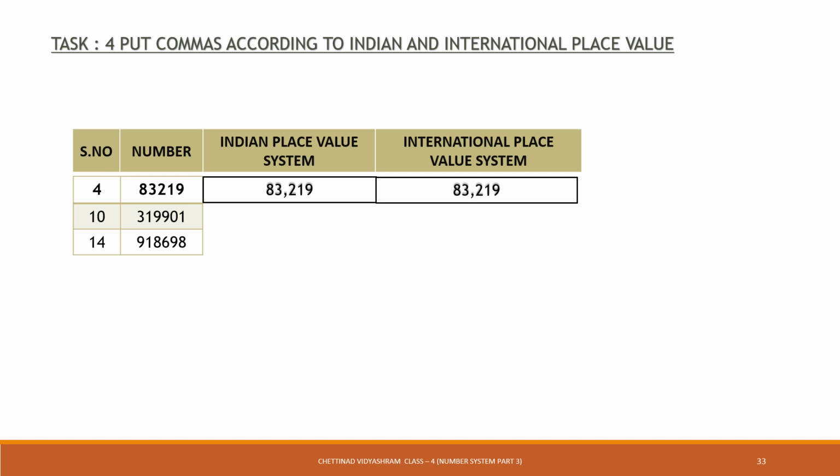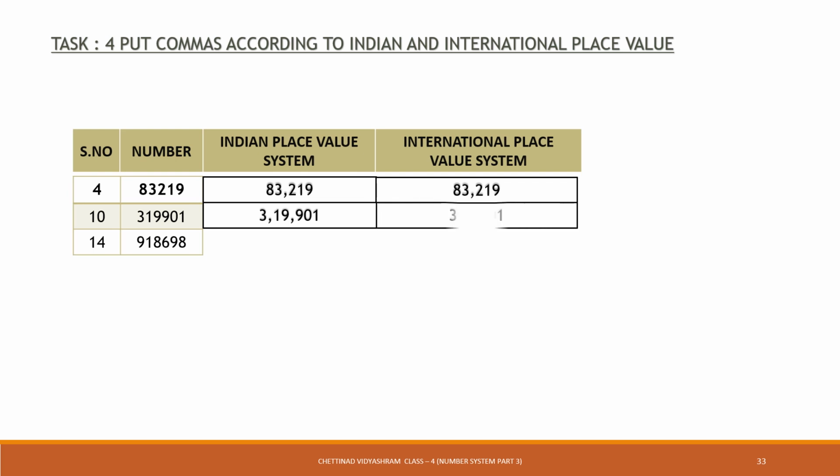Now next sum, 10th sum, 319901. How to mark commas in Indian place value system? Starting from right hand side, leave 3 digits, then 2 digits, then 2 digits. So 3,19,901. Here, starting from the right hand side, 3 digits, then 2 digits, then 1 digit. We don't have 2 digits here, so we mark a comma here.